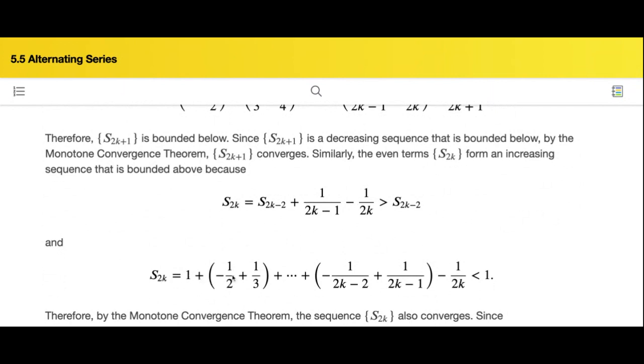We can write out the sum of 2k terms. That will be 1 plus negative half plus 1/3, and so on and so forth. Because that's going to be 1 minus a number, each pair gives us a negative number. Negative half plus 1/3 is negative 1/6. Negative 1 over 2k minus 2 plus 1 over 2k minus 1 will be negative 1 over (2k minus 2) times (2k minus 1). Then minus another term. So this for sure is less than 1.